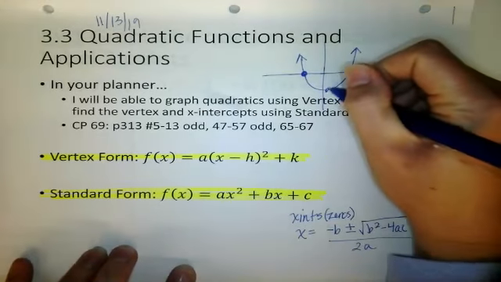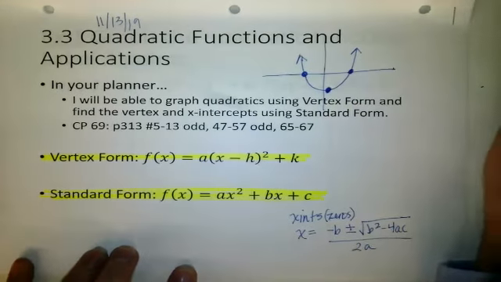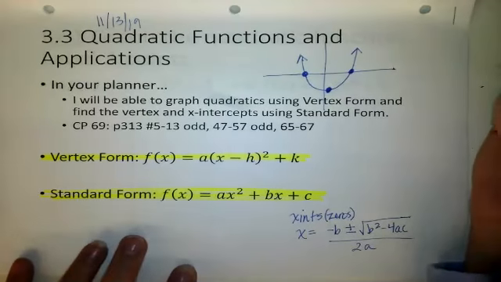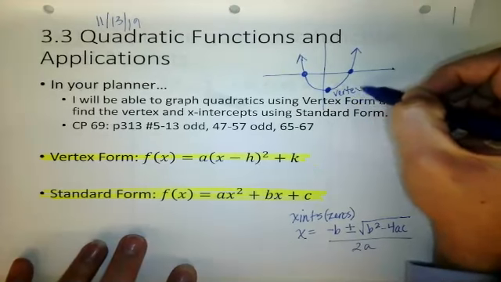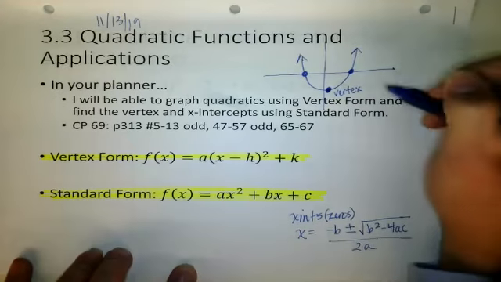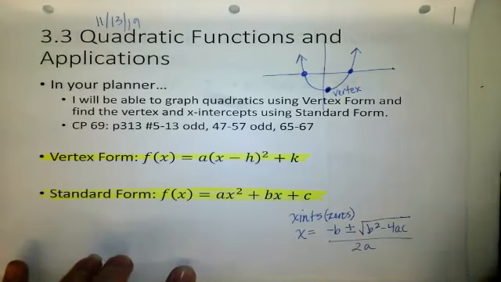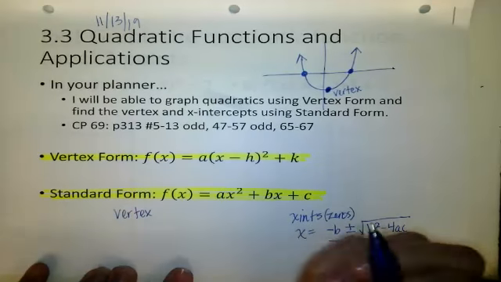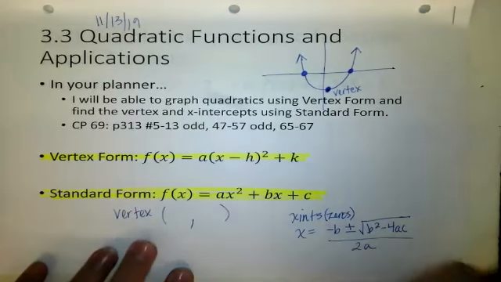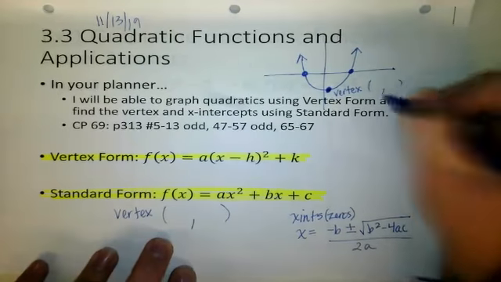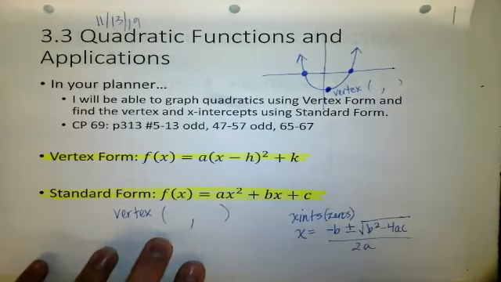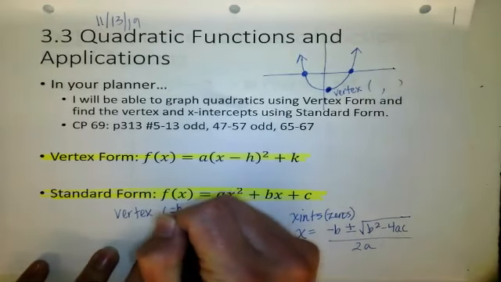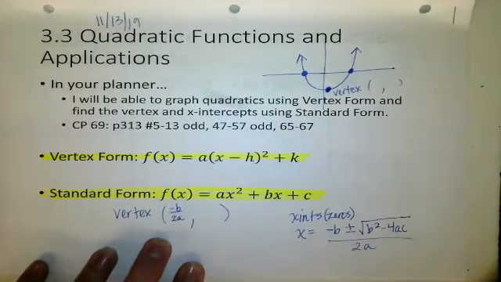And we can also find what's known as the vertex. The vertex is the lowest or highest point of your parabola. So in this case, this is the vertex. In this case, it's a minimum because it's the lowest point on the parabola. You can find that vertex in standard form pretty easily. That vertex is an ordered pair, and it actually comes from the quadratic formula. The x-coordinate of the vertex is opposite of b over 2a. So that's easy to find.